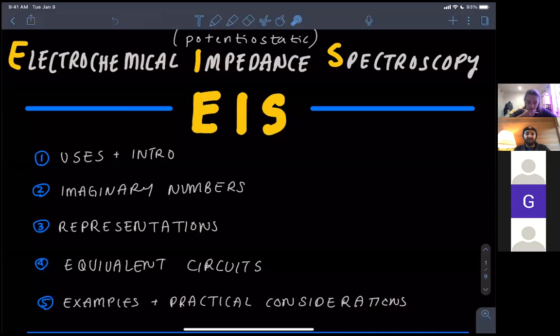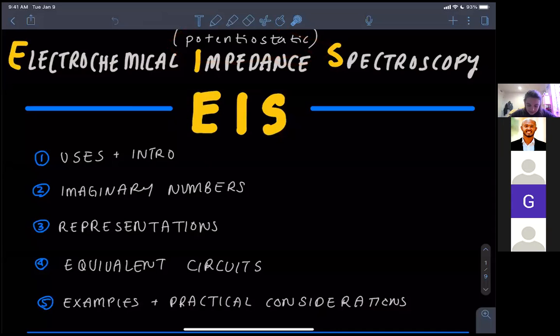Great. Okay. So today I'm going to talk to you guys about potentiostatic electrochemical impedance spectroscopy, which I will interchangeably call EIS or impedance, like taking impedance or analyzing impedance, and I'll use them interchangeably throughout. I have potentiostatic here in parentheses because there's also galvanostatic electrochemical impedance spectroscopy, which has the same roots.